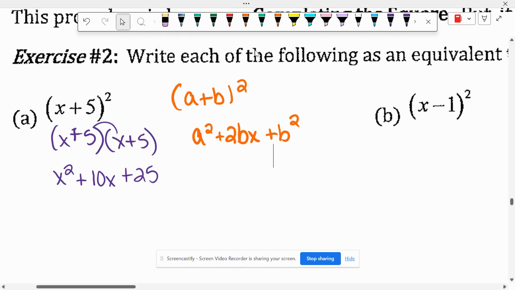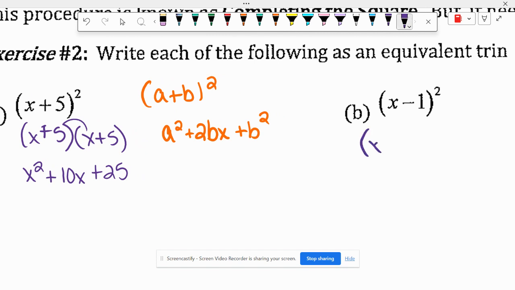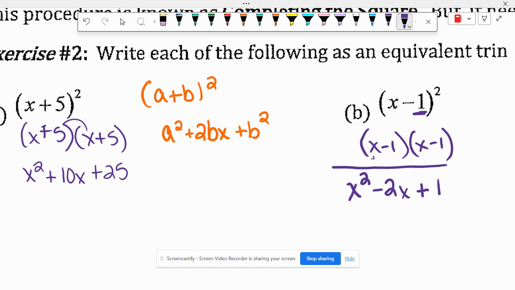So if you think about that, what's going to happen when you take x minus 1 and you square it? Well, we get x minus 1 times x minus 1. But using this rule, square the first term. x times x is x squared. Take the second term, negative 1, and multiply it by 2. What does that give me? Negative 2, and then multiply it by x, negative 2x. And then take the second term again and square it. What's negative 1 times negative 1? Positive 1.